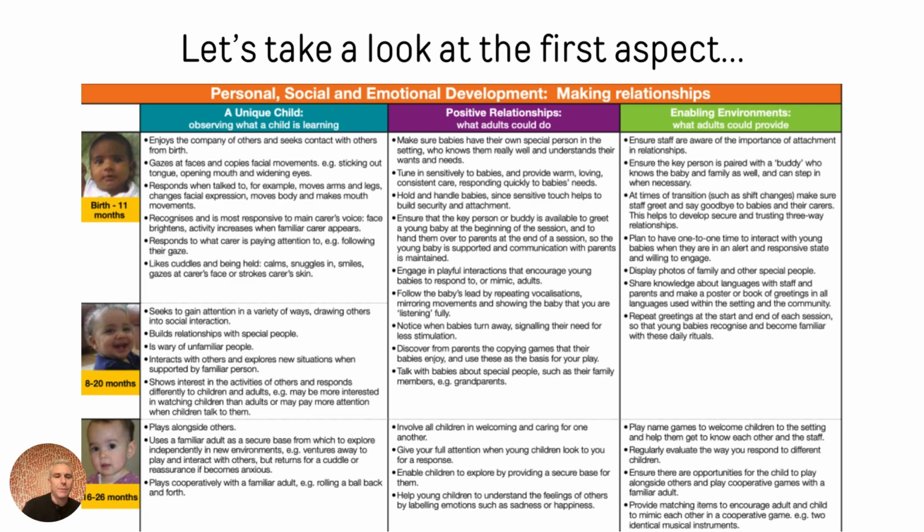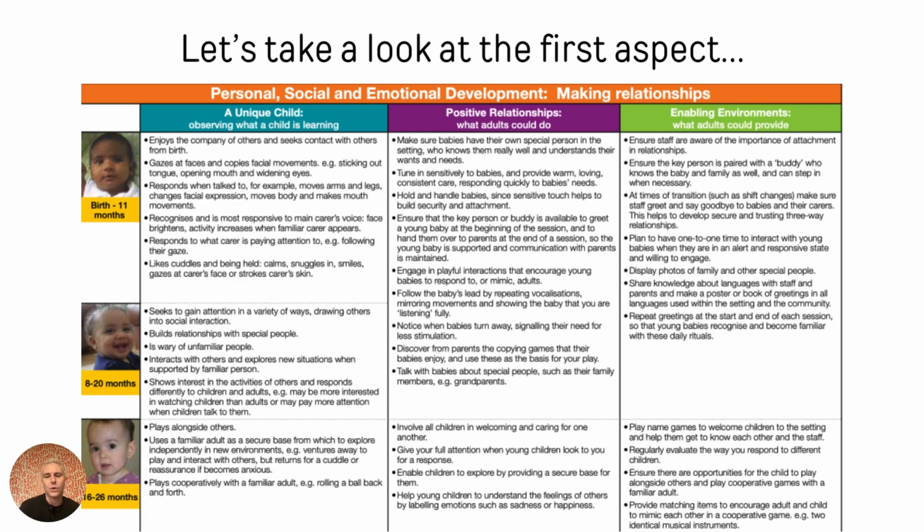So all of those bullet points in that column show the children's developmental milestones and what they should be achieving in line with their age. The rows support us with the ages, so the first is birth to 11 months, 8 to 20 months, and so on down the left-hand side. The second column is the positive relationships column, and that's what the adults can do to support the children achieving the milestones that are listed in the first box.